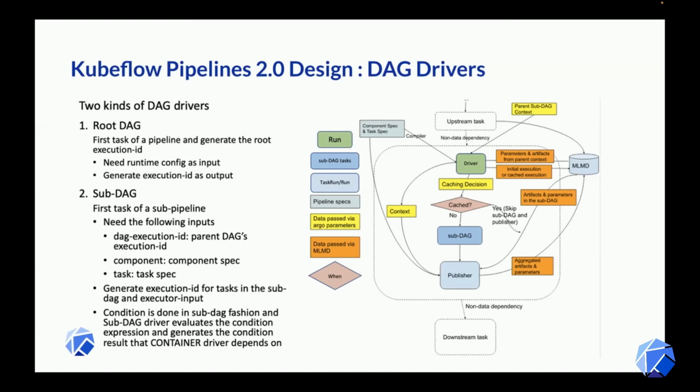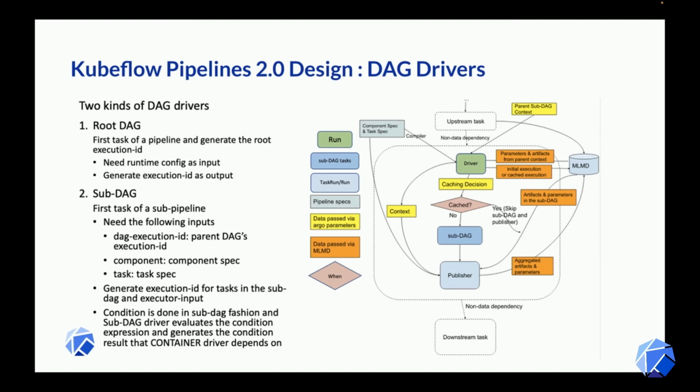And so when we look into how each DAG is implemented, first is the root DAG, which is just the first task of a pipeline and generates the root execution ID. All you need to take is the runtime config from when you compile the pipeline. Its job is just to generate an execution ID as an output. So other sub-DAGs and dependent tasks will be able to take that execution ID and produce metadata based on that ID. And the sub-DAG driver basically is the first task of a sub-pipeline.